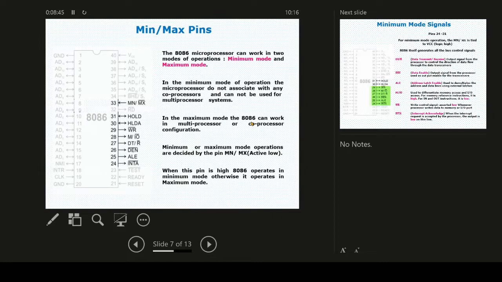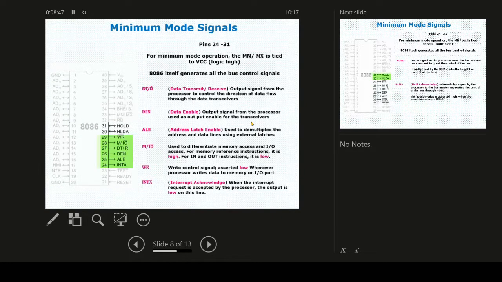Now talking about the minimum mode. What is minimum mode? It means the MN/MX pin is tied to VCC, that is the source voltage of +5 volts, and when it is equal to logic 1, then we can say that the processor is working in the minimum mode. How can we determine that it's in minimum mode? Because if MN/MX is 1, then it's in the minimum mode.